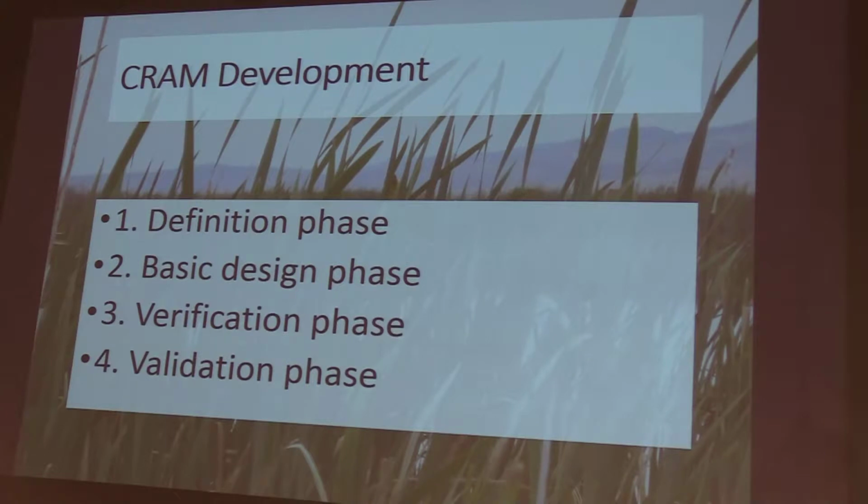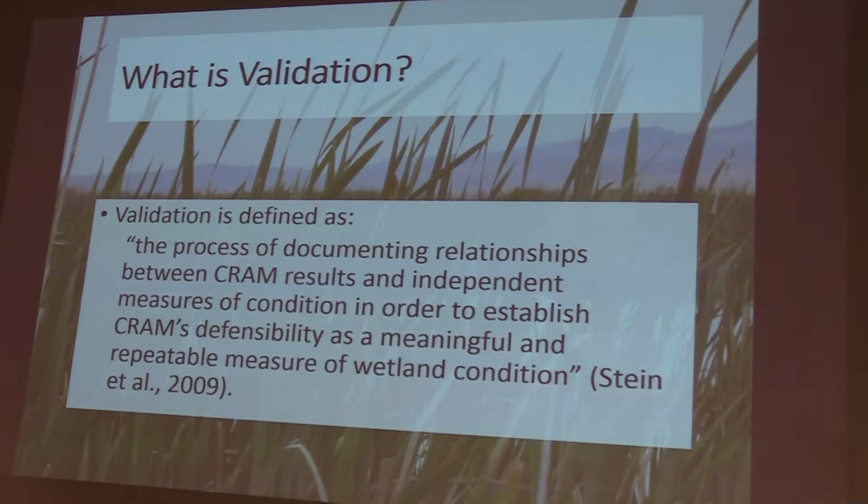And then the fourth phase, which I'm going to be talking about in detail, is the validation. This is where we compare CRAM to level 3 data, things like benthic macroinvertebrates, birds, water quality, etc. Validation has been defined as this process of documenting relationships between CRAM and these independent measures of condition to establish its defensibility and its repeatability as a meaningful measure of wetland condition.